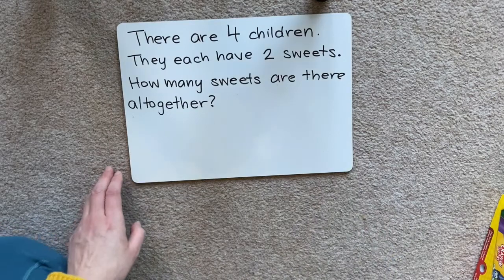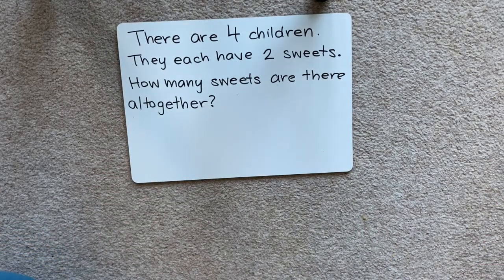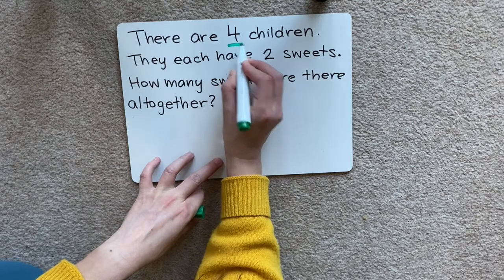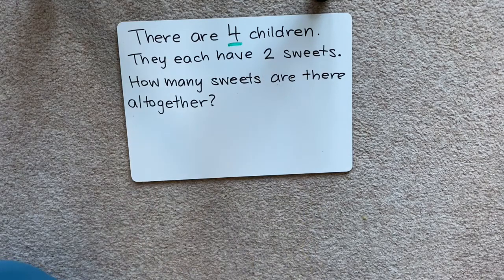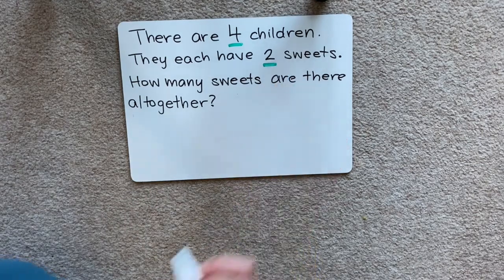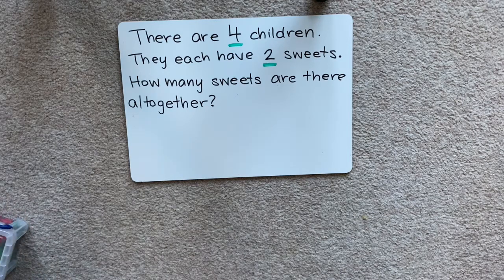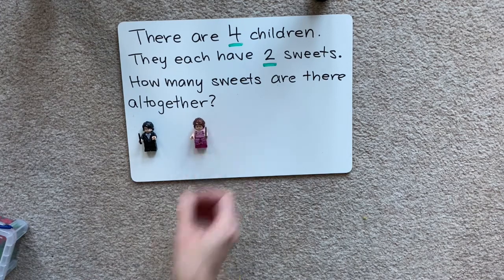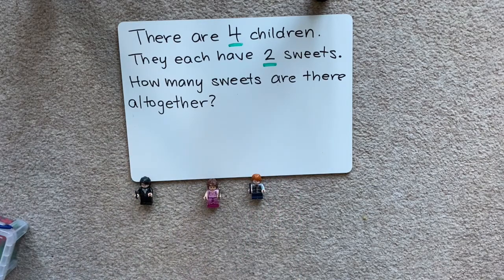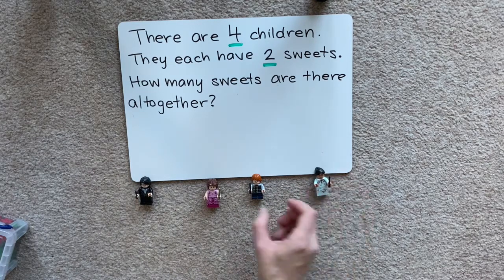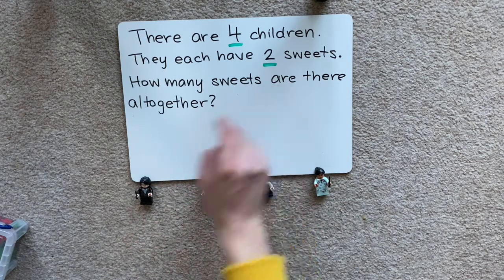This question says, there are 4 children. So I'm going to underline the number 4. There are 4 children. They each have 2 sweets. How many sweets are there all together? So I'm going to have 4 children. 1, 2, 3, where's my little person? 4. Got 4 children. They each have 2.